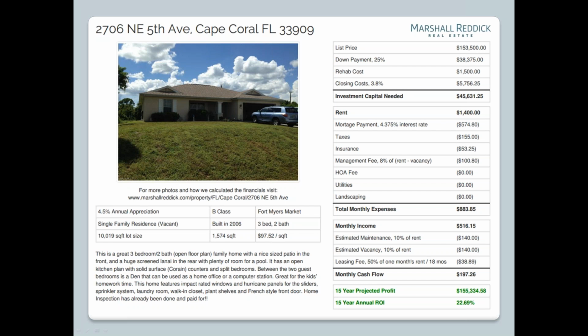So we're looking at this example on a 15-year projection. Our average over 15 years without including any rent increase estimate is $197.